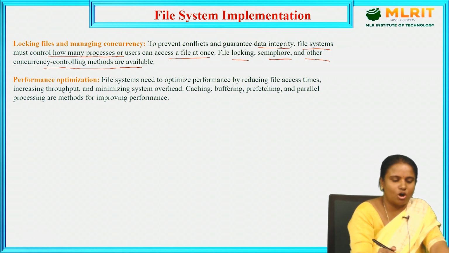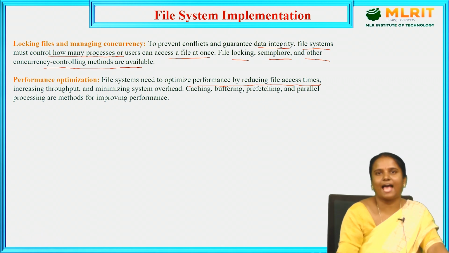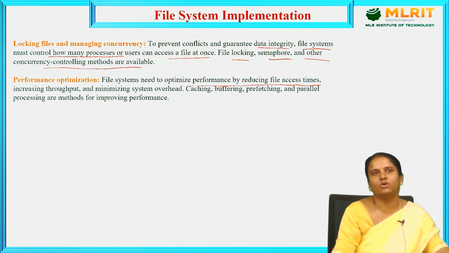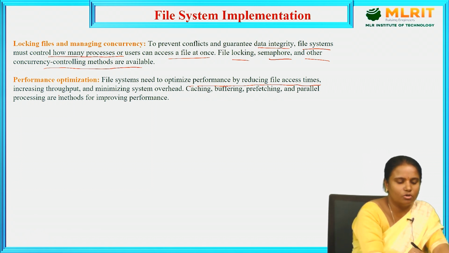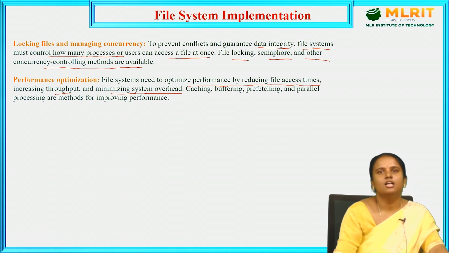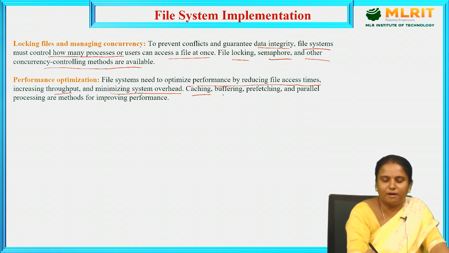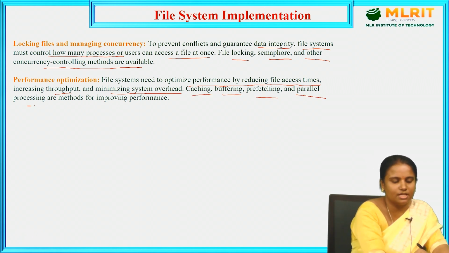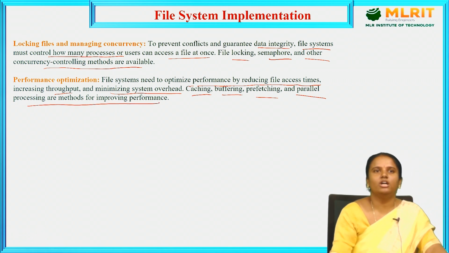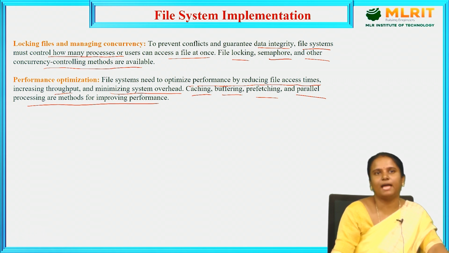Next, performance optimization. The file system needs to optimize performance by reducing file access time. So file access time should be reduced in order to increase or optimize performance, increasing throughput and minimizing the system overhead. While accessing the files, the throughput increases and the overhead is minimized. Here caching, buffering, prefetching and parallel processing are the methods for improving the performance.